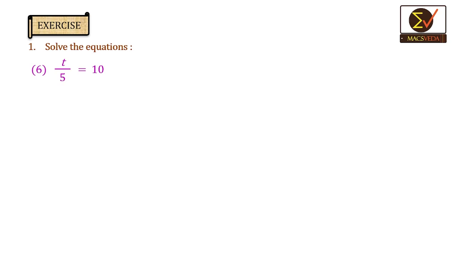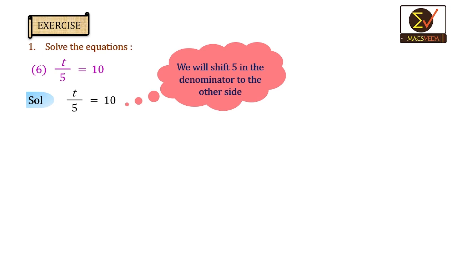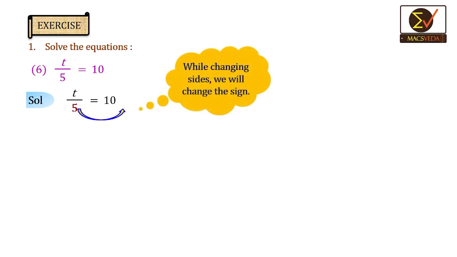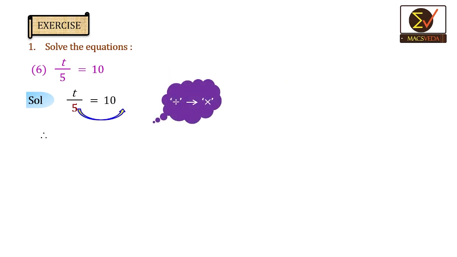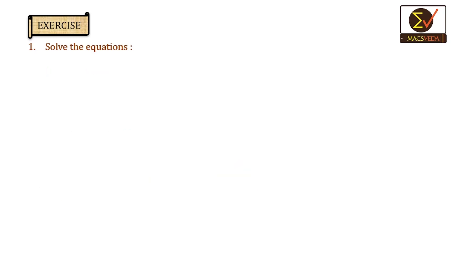Let's solve another example. t divided by 5 is equal to 10. The principle remains the same. Variables on one side, numbers on the other side. So you want to shift 5, which is in the denominator on the left hand side, to the other side. As we are shifting, we have to change the sign. So division becomes multiplication. So t is equal to 10 multiplied by 5, that is 50. So the solution of the equation is 50.